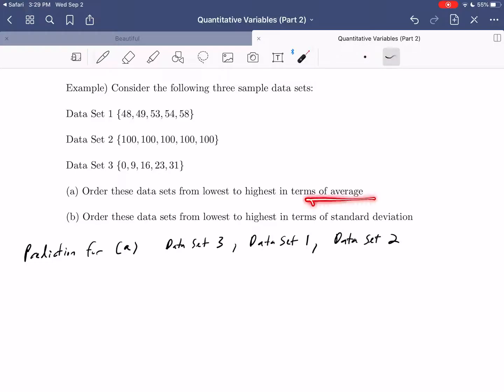If average is really measuring the center, then the center of this data set should be the smallest, the center of this data set should be in the middle, and the center of this data set should be the largest. Let's see if we can do a similar prediction for B.